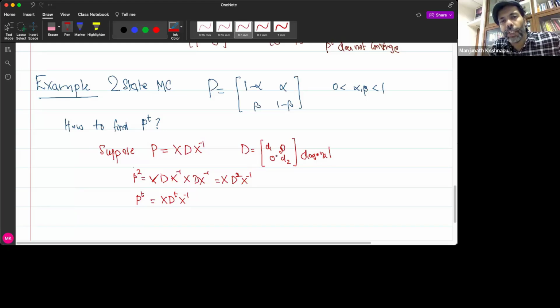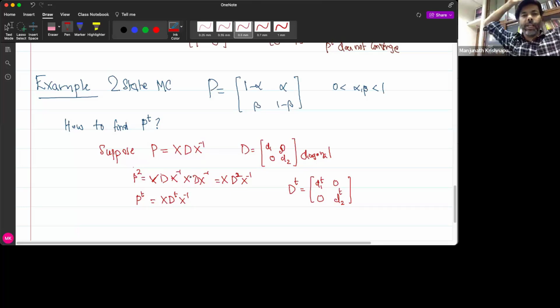What is D to the power T? It is just D1 to the power T and D2 to the power T. It's practically a pleasure to raise a diagonal matrix to a power. The difficulty is when your matrix is not diagonal, then we don't know how to do it. But what it is saying is if you can diagonalize P like this, and if you find the X and D, then it's very simple. You just raise the diagonal matrix to the power T, and then you multiply by X and X inverse, and we will be done. Okay?